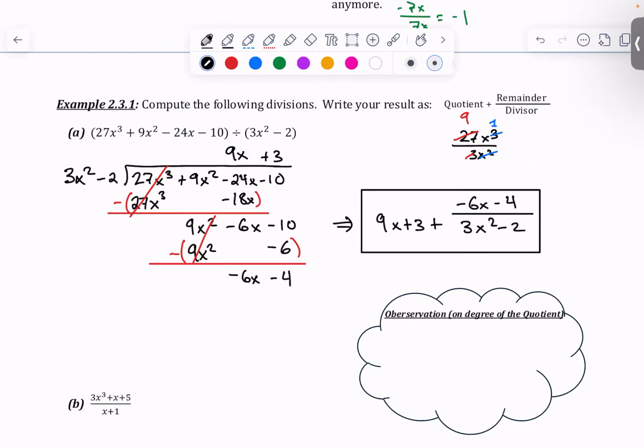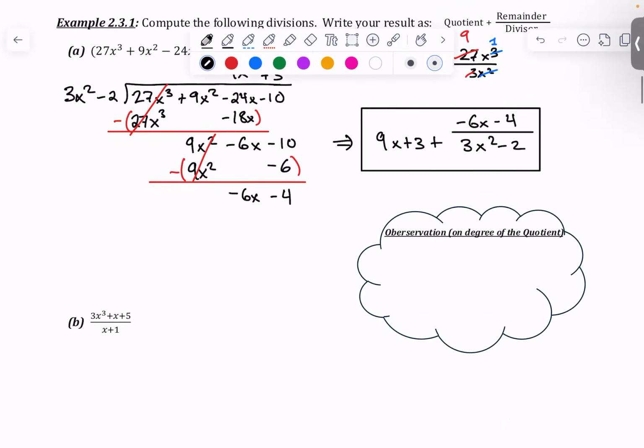So the next one, 3x cubed plus x plus 5. Notice that the dividend, the thing on top, the thing that's going to get divided, doesn't have an x squared term. So note, no x squared term. So we need a placeholder.